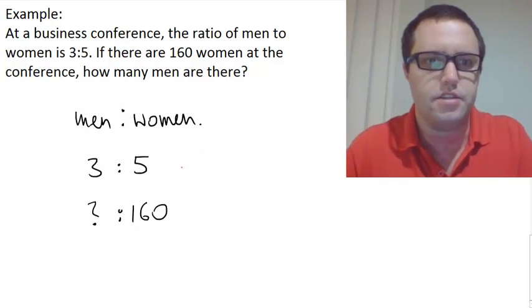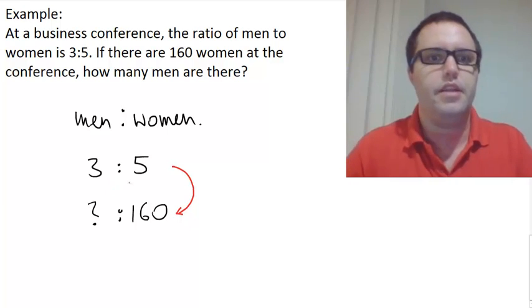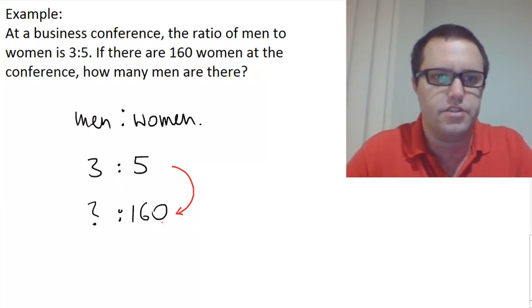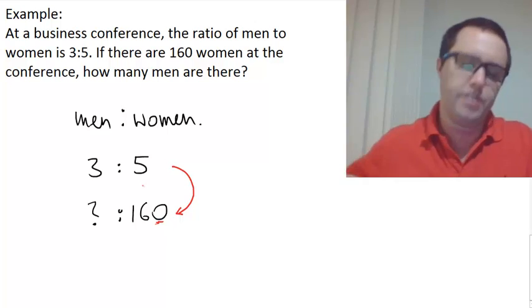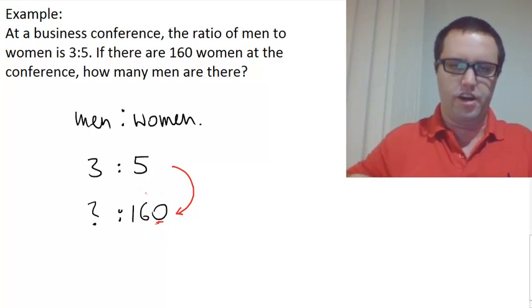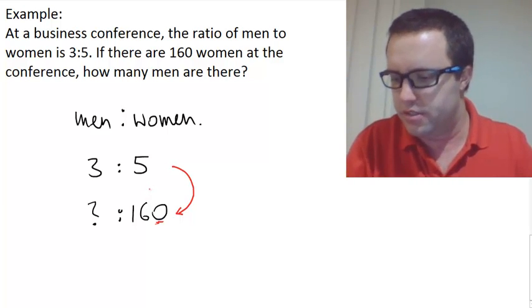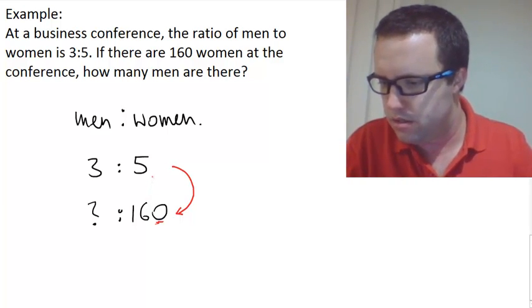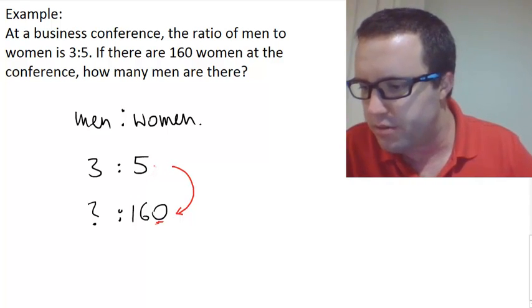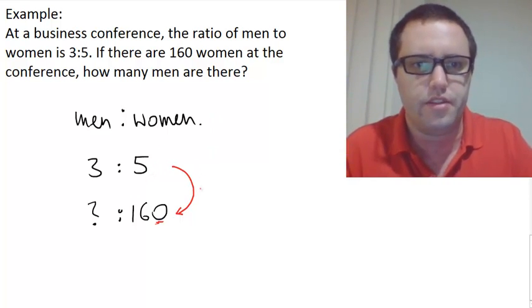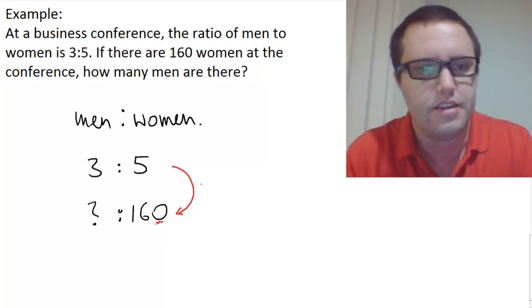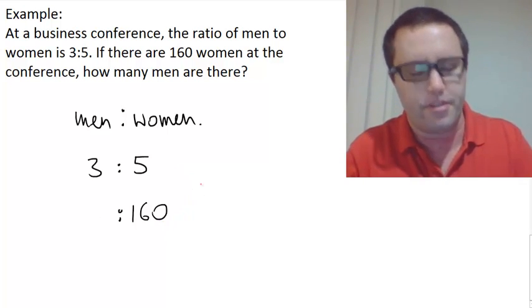So we have to ask ourselves, what happens between here and here? Now, fortunately, this 160 finishes in a 0, which is a multiple of 5. So 160 means it's a multiple of 5. So we just kind of have to figure that out. So one way you could do it, 160 divided by 5 is 32. So we know that this is, hang on, we're using the unitary method for this. Let me show you how to do this with the unitary method.